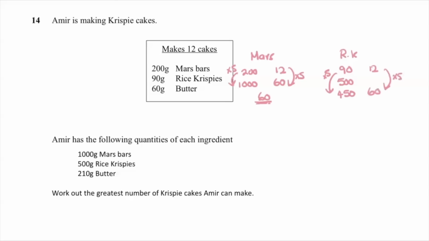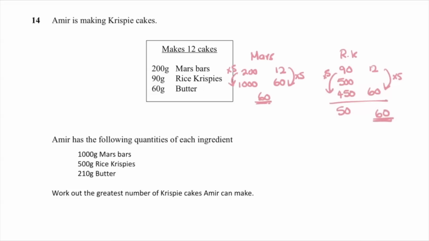So it's clearly communicated. At the moment, I've got 60. I do have some left over. I've got 50 left over, which would help me make more crispy cakes. Only I don't have enough Mars bars to make more. So even though I have enough to make more for Rice Krispies, I can't. And 60 is my maximum.